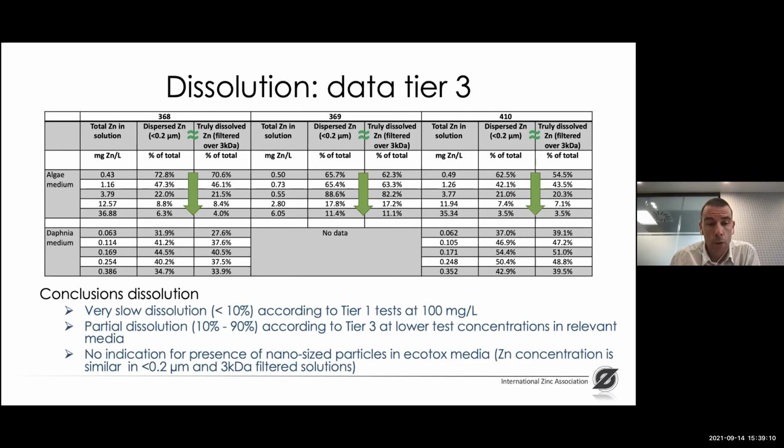So what did we conclude from all of this? According to the tier 1 tests at 100 milligrams per liter, we should screen zinc oxide out as very slowly dissolving, less than 10%, but it's partly dissolving, 10 to 90%, according to the tier 3 results at lower test concentrations and in relevant media. And so far, we did not see an indication for the presence of nanosized particles in the ecotox media, because the dispersed fraction, smaller than 0.2 micrometer, is always similar to the truly dissolved zinc fraction.